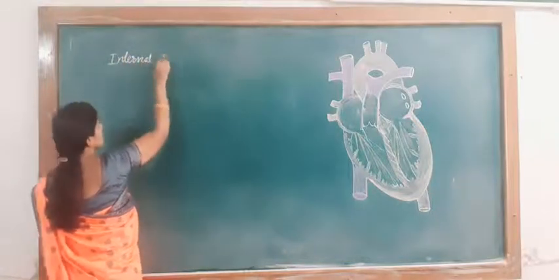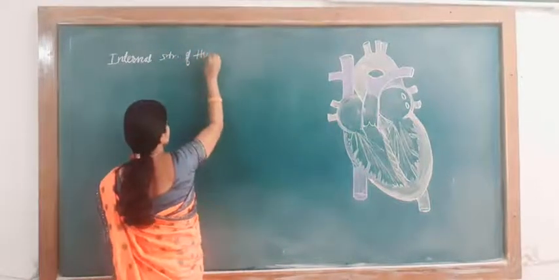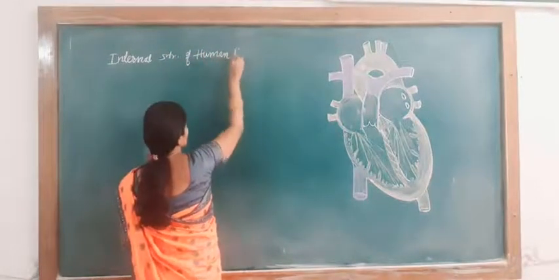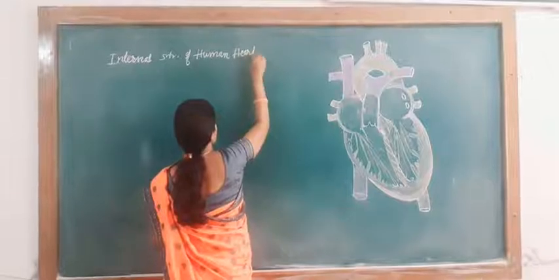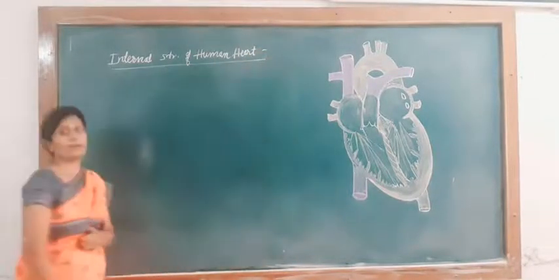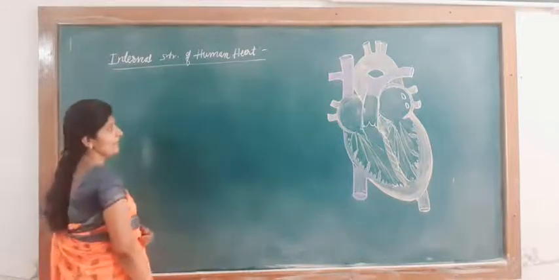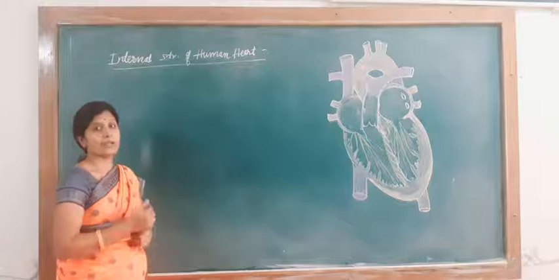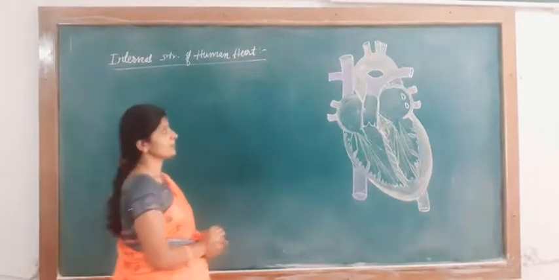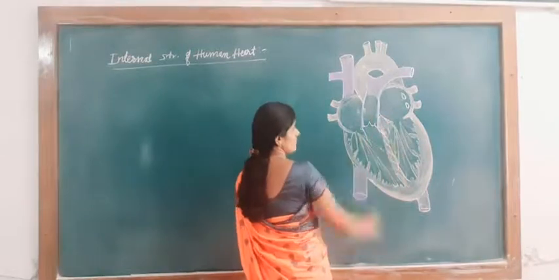Internal structure of human heart. Internal structure of human heart. As we know, the human heart has 4 chambers. These are the upper 2 chambers and the lower 2 chambers.